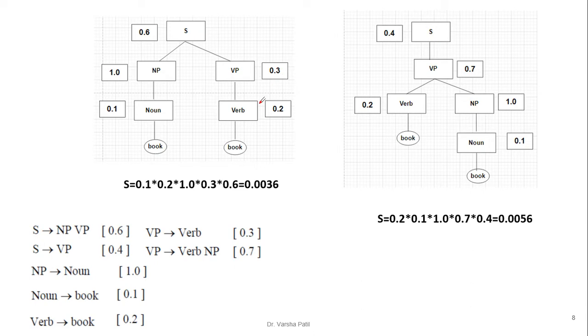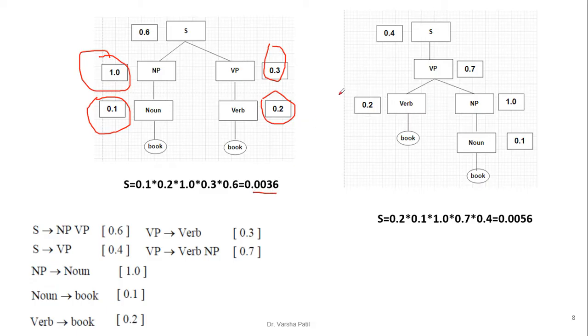the probability is 0.2. We never assign the probabilities to the terminal. We always assign the probabilities to non-terminals. So it is 0.1, 0.2. From the verb it goes to the VP phrase, and for VP to verb it is 0.3. Noun to NP phrase it is 1.0. And when we form the grammar NP with VP, we are getting 0.6. So when we multiply all this, we are getting this value.